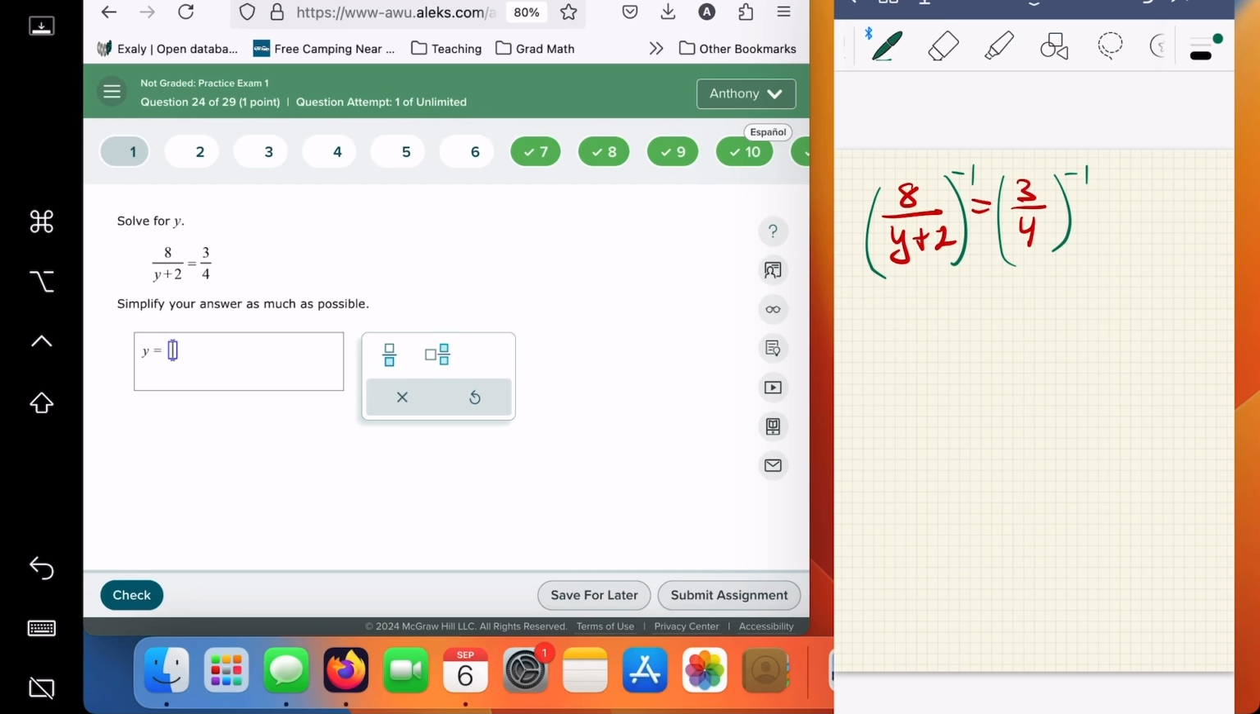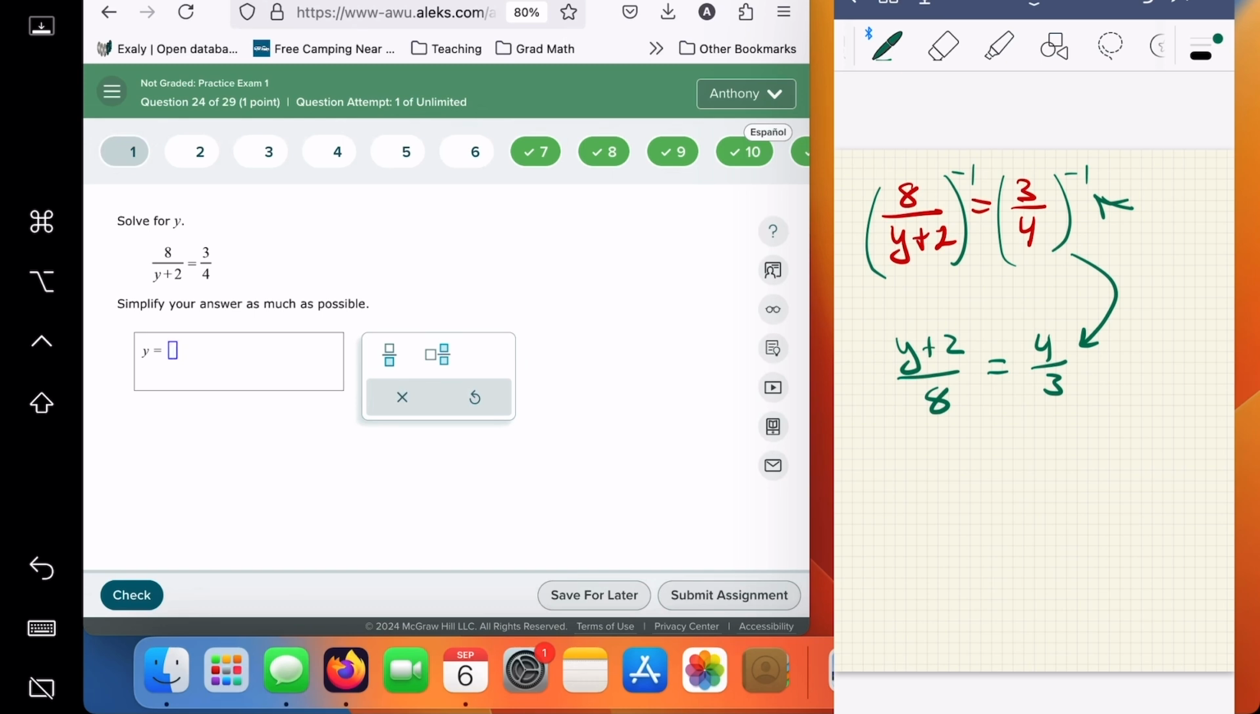But really, all this does is it flips it. Y plus 2 over 8 is going to equal 4 over 3. It has to, because 8 over y plus 2 is equal to 3 over 4. So if you flip it, you flip it, right? No big deal. Anyway, you don't have to write this. You could go straight from the stuff in red to the stuff in green right here. And that's totally fine. But also, you don't have to show your work, right? This is an online exam, so fine, whatever.